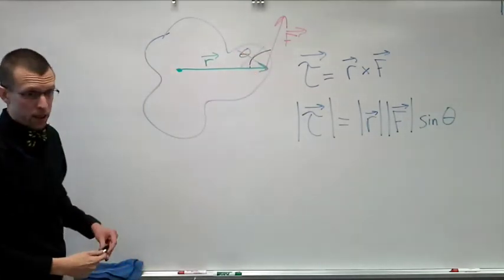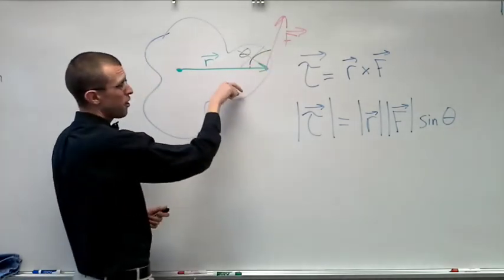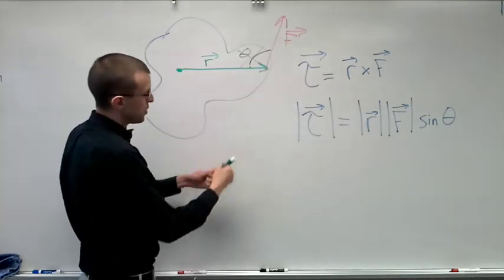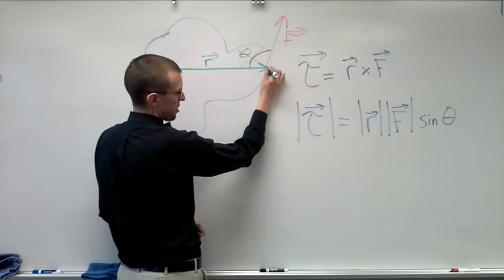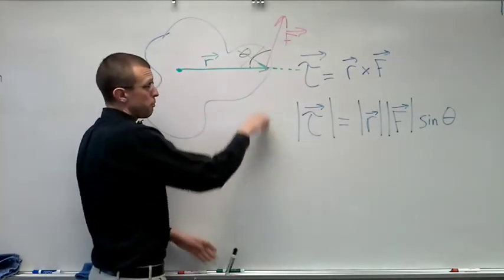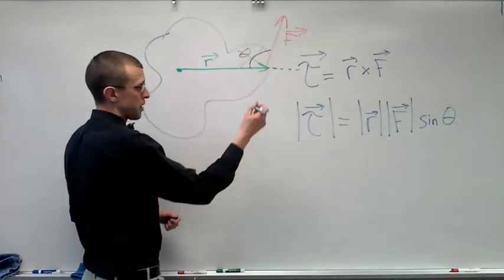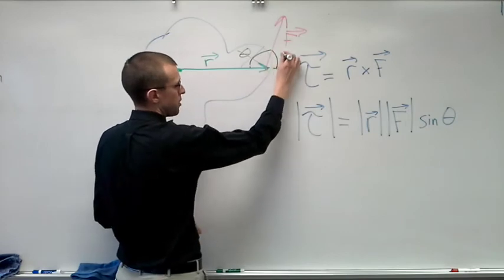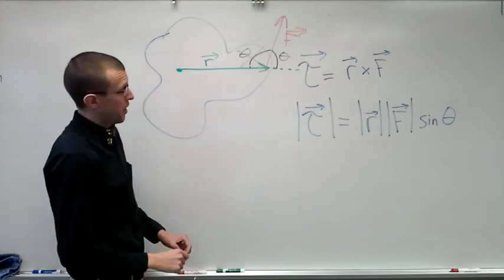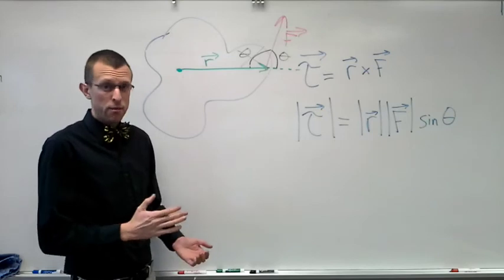That angle would be the angle between this direction and this direction, but our r vector is pointing to the right. So actually what we might do to figure out this angle is just extend this r vector out a little bit. So r points to the right, f points a little bit to the right, but mostly up. Our theta for that equation is going to be right there. r f times the sine of the angle between those two vectors, that's going to be the magnitude of our torque.